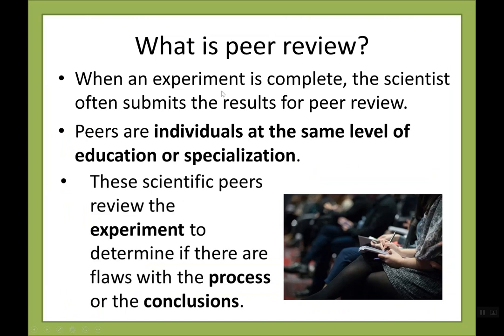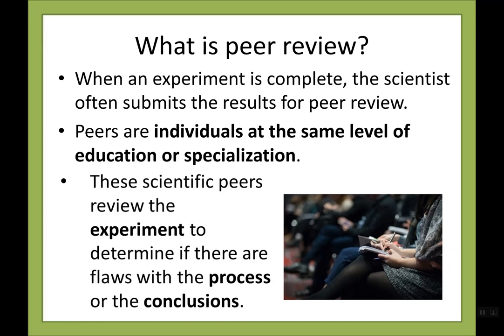All right, class. So today we are talking about scientific communities and ethical considerations. So we're going to start by talking about peer reviews. When an experiment is complete, the scientist often submits the results for peer review, especially if they want these results to be published. So what a peer review is, where you send this to a peer.